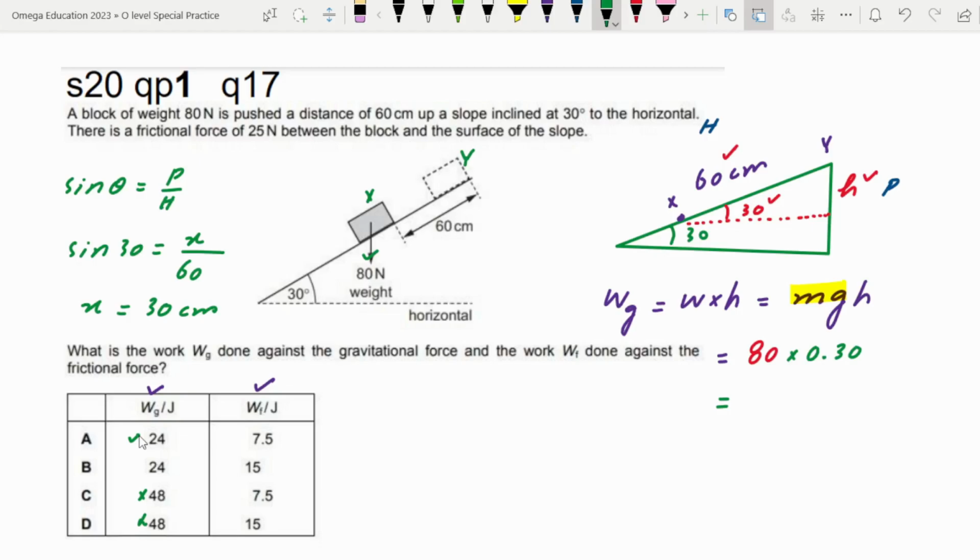Now the next thing is, what is the work done against the friction? The work done against the friction would be the frictional force times the distance covered in that direction, which is very easy in this case. Why? Because the friction force is there and the distance covered along the line of the frictional force is also there. So if the box is moved forward, the friction force is along this line, and the distance along that line is also given. So what do we write? 25 times, not 60 but 0.60.